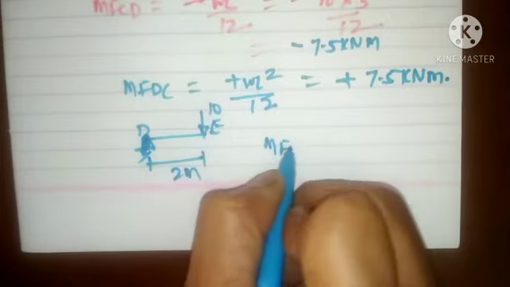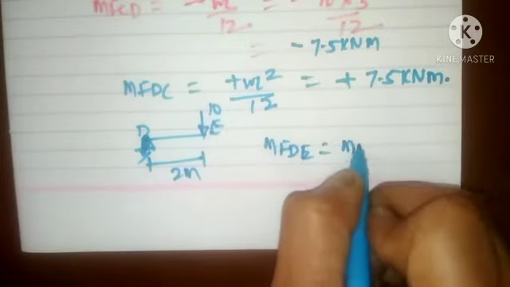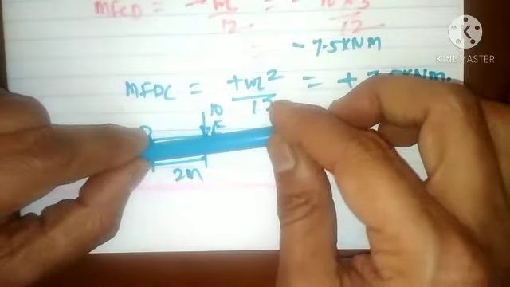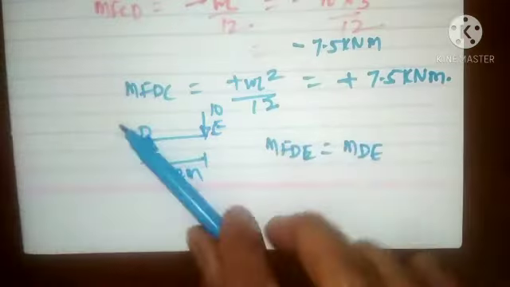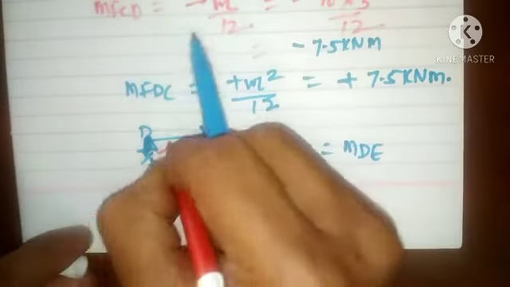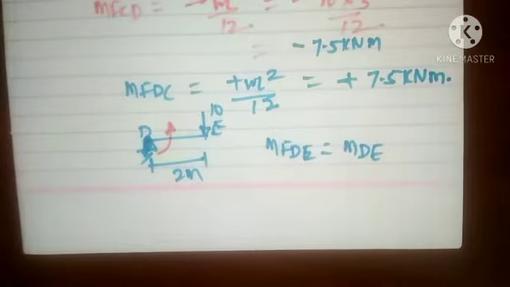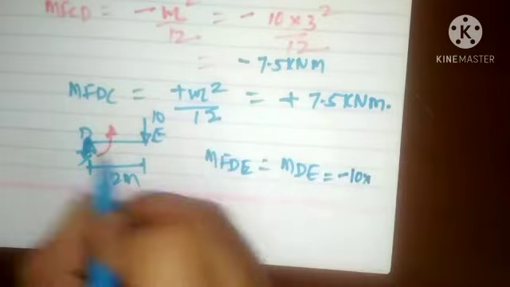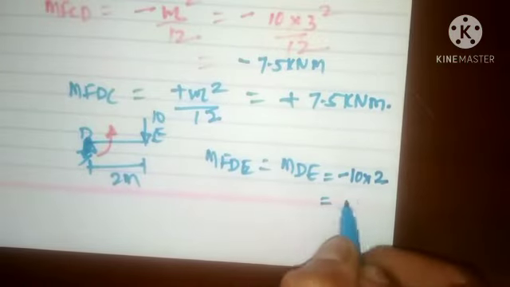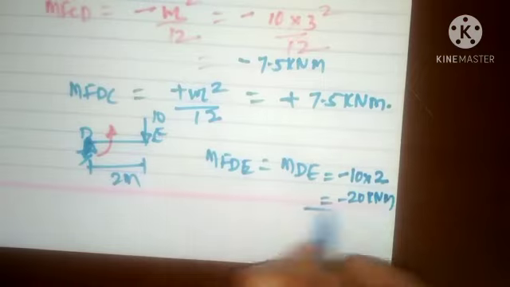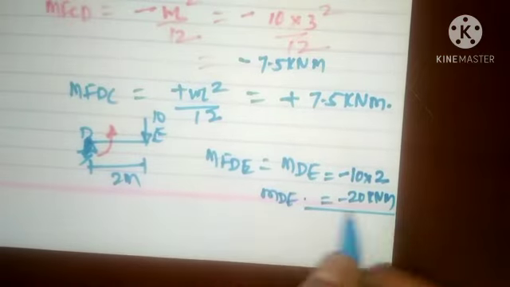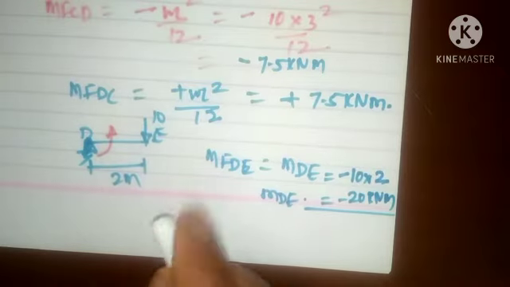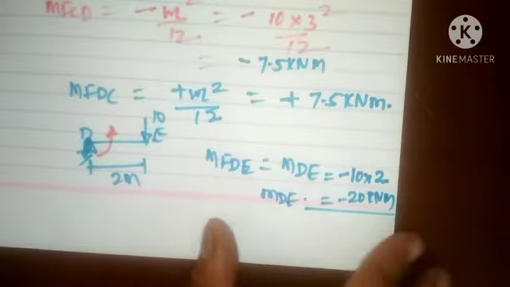So MFDE, which itself will be the final moment MDE. Now as this 10 kilonewton load has been placed at the far away location and tries to rotate in the clockwise direction, the resistance moment at D will be in the anti-clockwise direction. For that reason, this will be minus of force times perpendicular distance, 10 into 2, so minus 20 kilonewton meter, which is the MDE value. So this value will remain fixed. This is the final rotation caused by the 10 kilonewton load.